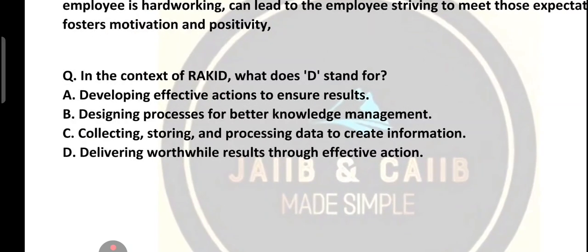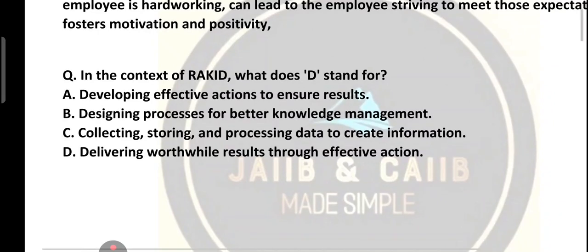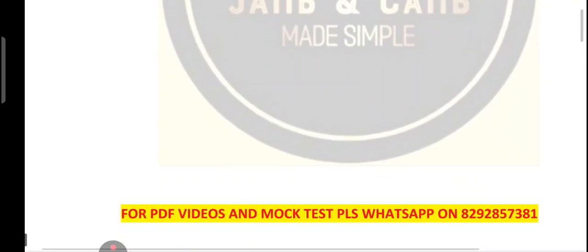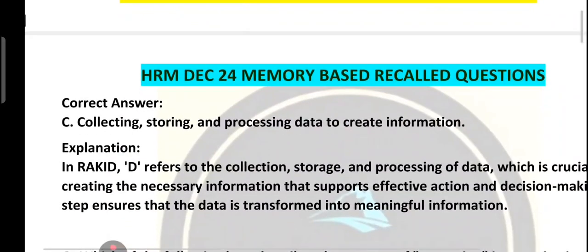What about option D? That is delivering worthwhile result through effective action. See, this is more about the final outcome or the result, and this might sound related to RACID, but it is not what D stands for. It talks about the result, not the data. So the correct answer to this question is option number C, collecting, storing and processing data to create information, right?